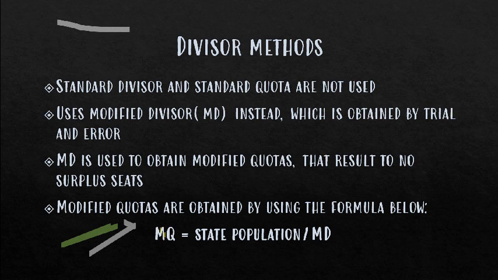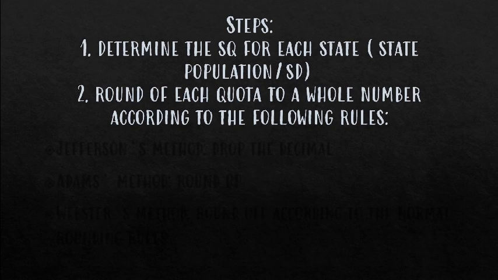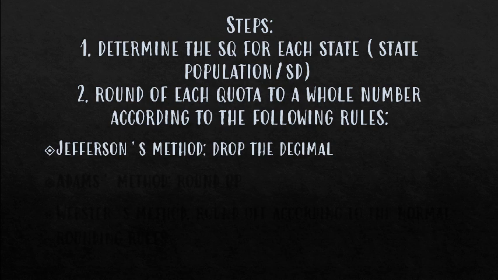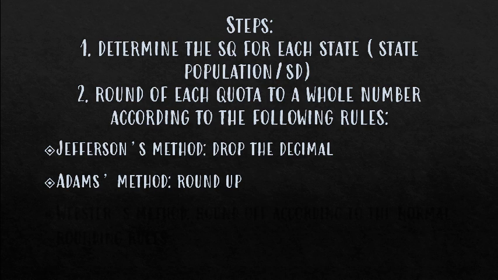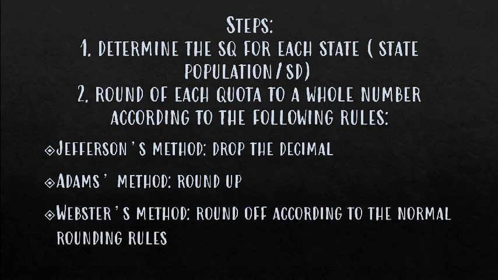Now, three men developed these apportionment methods as alternatives to Hamilton's method, namely Thomas Jefferson, John Quincy Adams, and Daniel Webster. There are certain steps when using divisor methods. First, determine the standard quota for each state, that is, state population over SD. Then round off each quota to a whole number according to the following rules. In Jefferson's method, just drop the decimal of the quota. In Adams' method, round up the quota. And in Webster's method, round off according to the normal rounding rules.